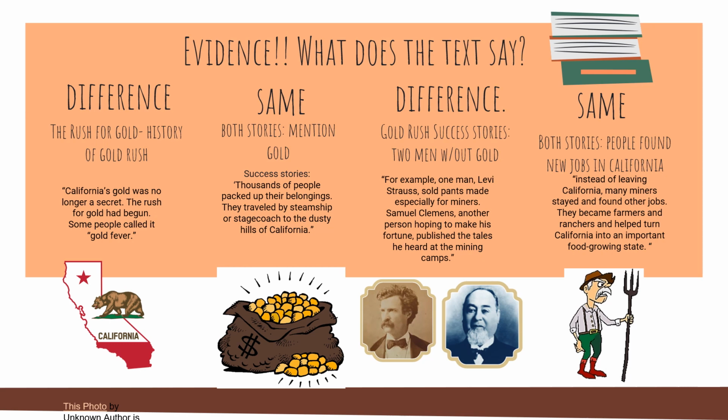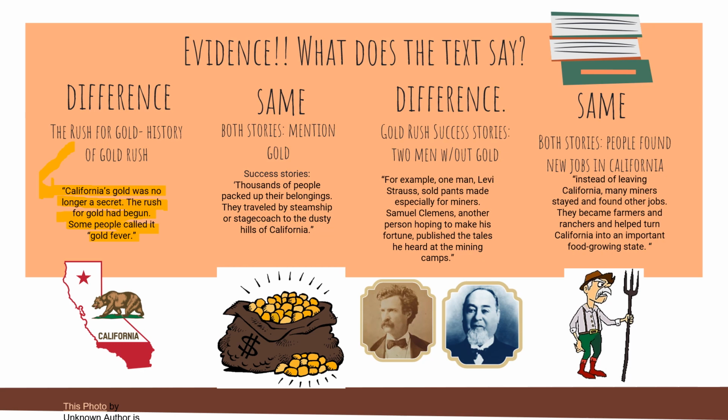Our first difference comes from the rush for gold. We said that mostly this is about the history of the gold rush. Well, I can prove that by finding a quote in the text. In this case, I found a quote that says, "California's gold was no longer a secret. The rush for gold had begun. Some people called it gold fever." I can prove that this text is going to be talking about California and gold fever because I have a text quote right here that shows my reader that yes, this text is talking about California and the gold.